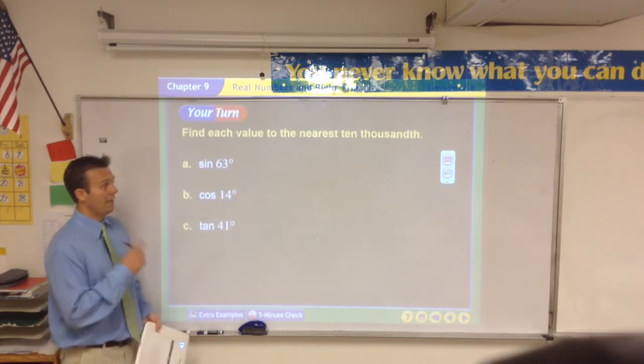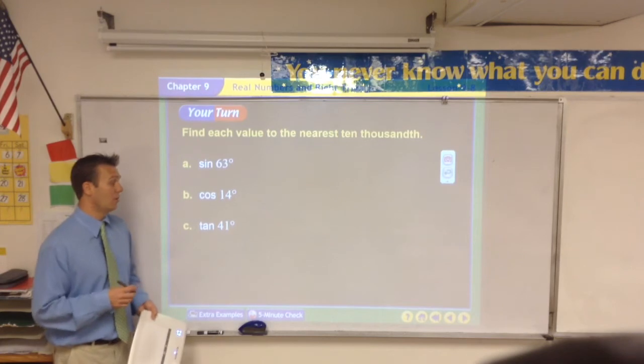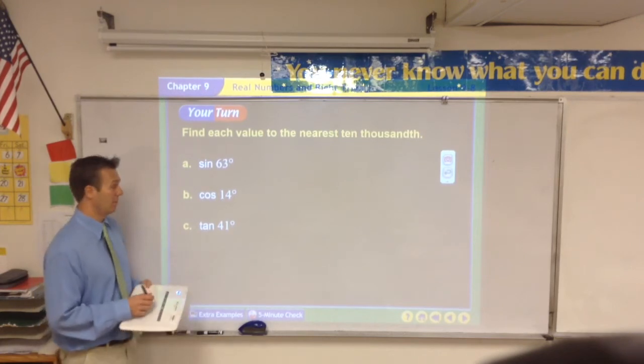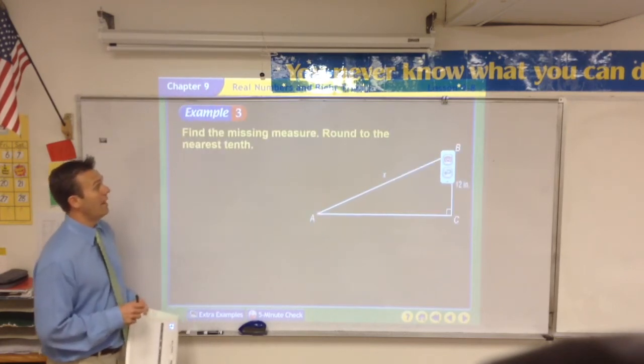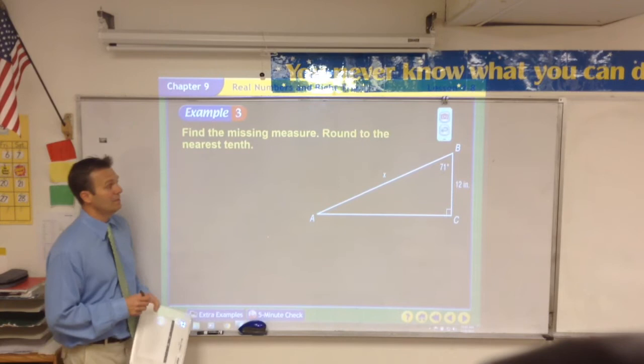Alright, so here's your turn. Now you get to try and figure out if you can find the answers to sine 63, cos 14, and tan 41. Alright, so now we have to find the missing measurements. I'm just going to move this out of the way for you. Round to the nearest 10.